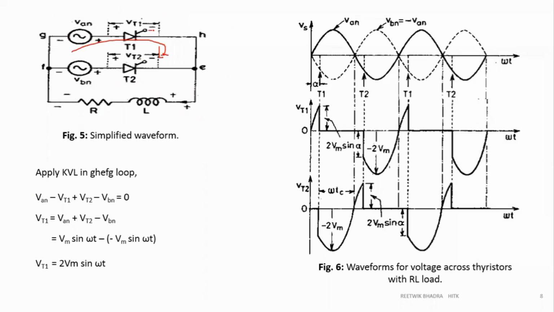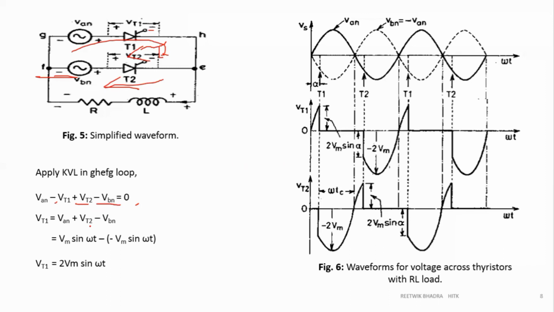VT1 outgoing polarity is minus, so minus VT1. Then it goes in this direction, so plus VT2, and then you get minus VBN, minus VBN equal to 0. So VT1 is equal to VAN plus VT2 minus VBN, right? When T1 is on, that means T2 is off. When T1 is off, T2 is on.